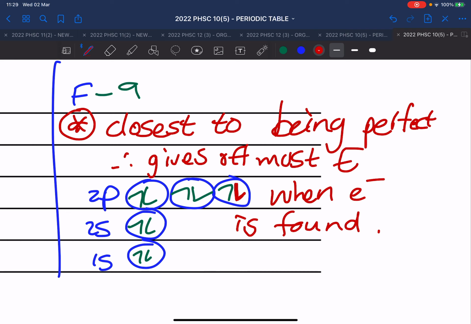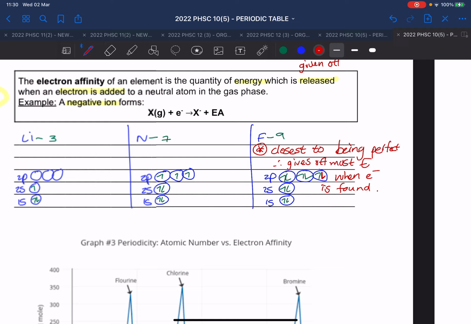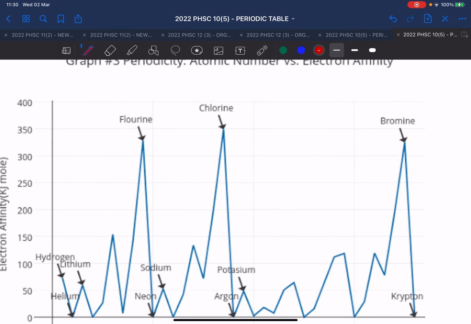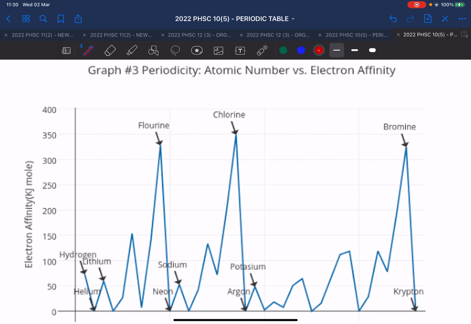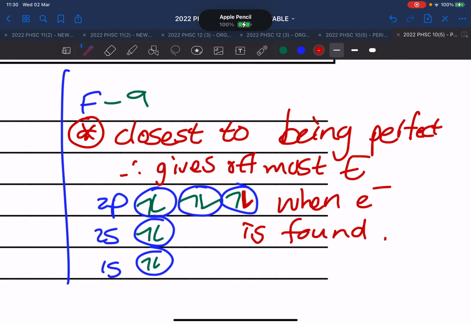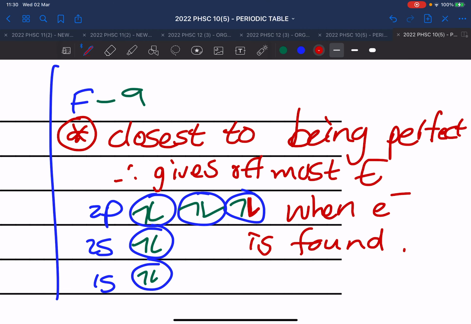Okay, and that checks in with, that is the same as the table here below, the graph. Now again, that graph, I don't expect you to know it off by heart. If I give you a similar graph, I expect you to be able to interpret it, to read information from it.